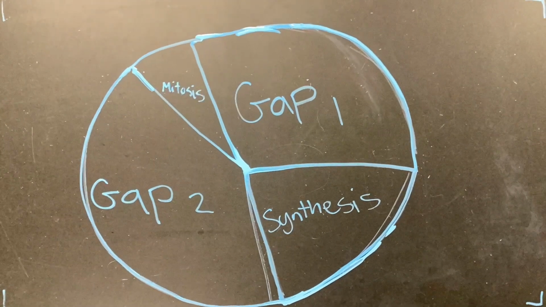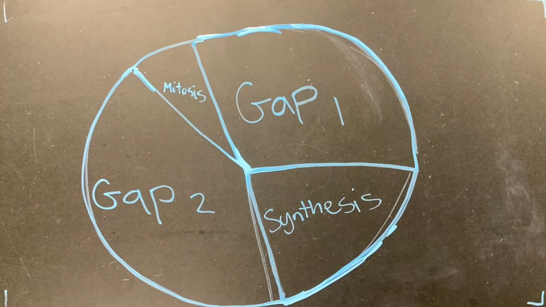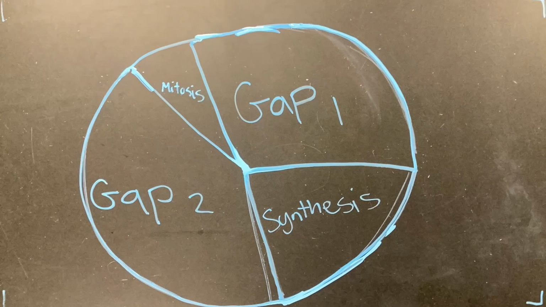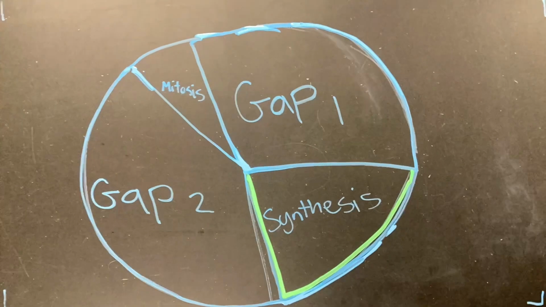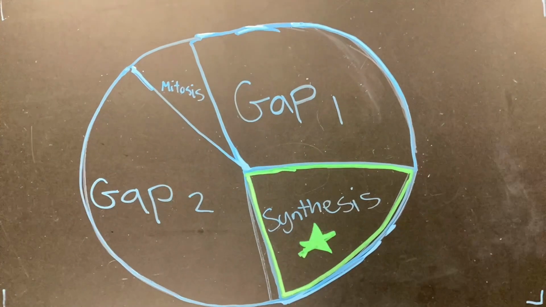The first stage of the cell cycle is gap 1. Synthesis comes next, then gap 2, and finally mitosis. For this video, we will be looking only at DNA replication in synthesis.